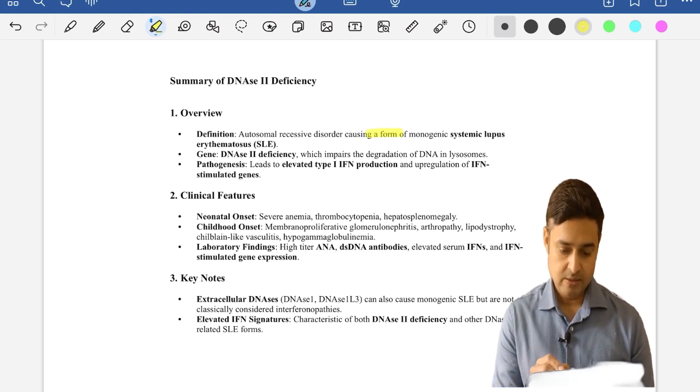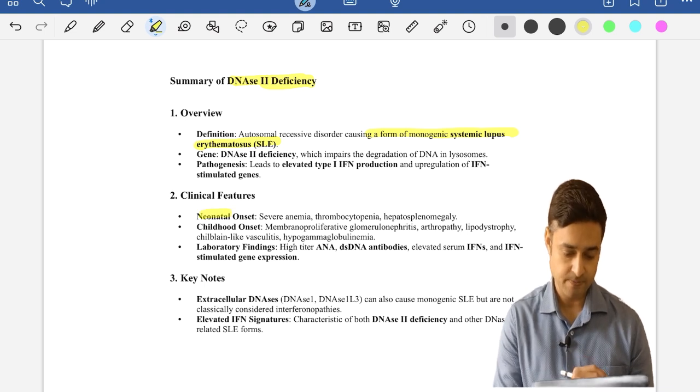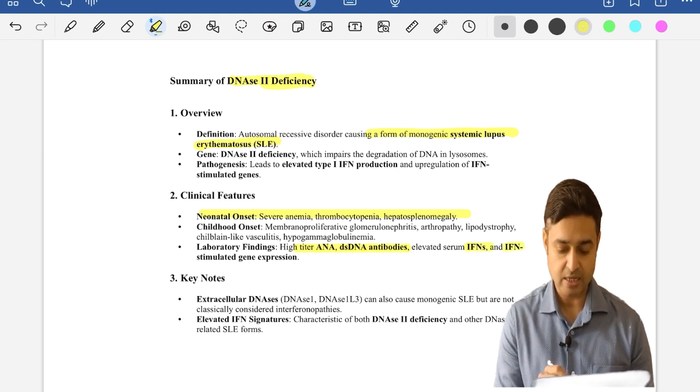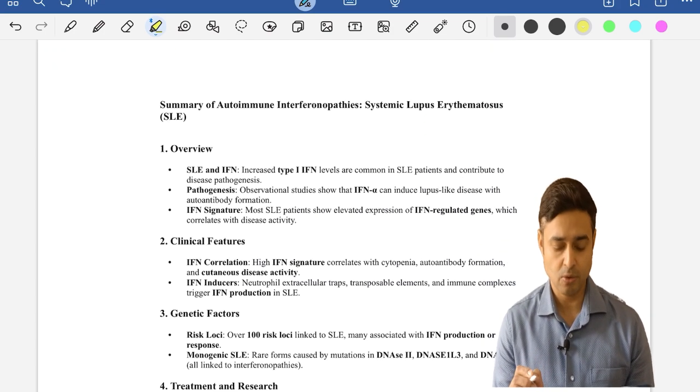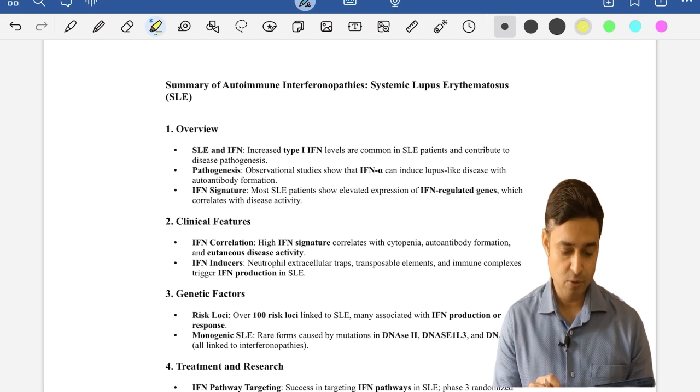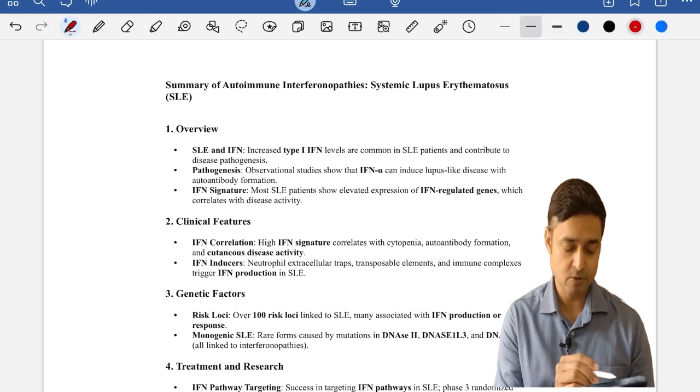So this is a form of monogenic SLE, DNase II deficiency. Neonatal onset, severe thrombocytopenia, anemia, hepatosplenomegaly, and laboratory findings of high titer of ANA, dsDNA, interferon, and interferon stimulated gene expression. Okay, next we'll go to SLE, because these diseases mimic SLE, so we'll discuss SLE.